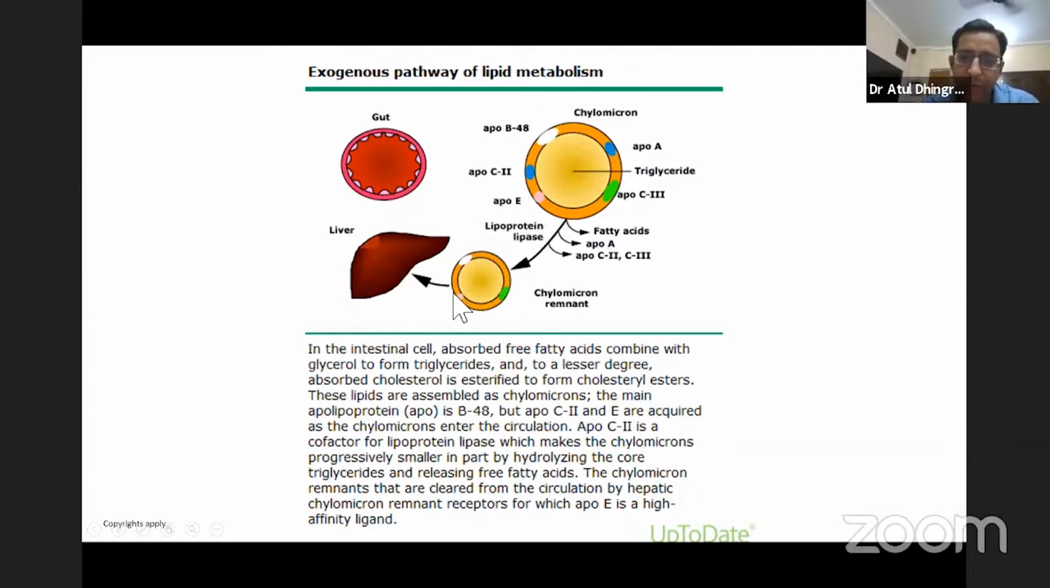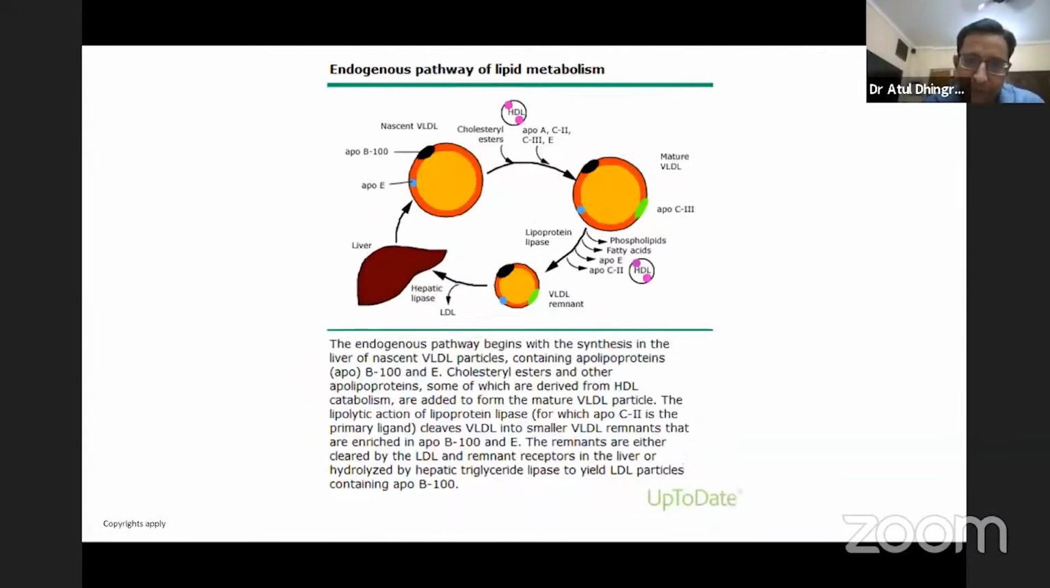These chylomicron remnants are again acted upon by lipoprotein lipase, and then they develop intermediate density lipoproteins, which are then converted into either LDL or taken up by the liver itself. That I'll be showing you in the next few slides in the endogenous pathway. So this is what the exogenous pathway is. Exogenous pathway means whatever we are eating, this is how it reaches different tissues and the liver.